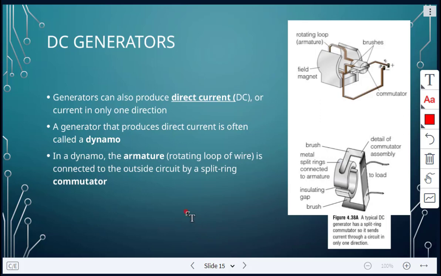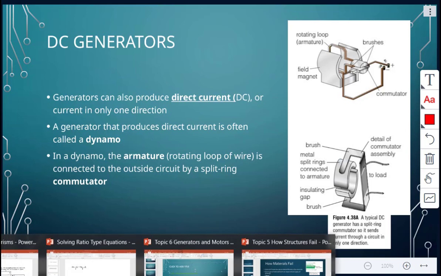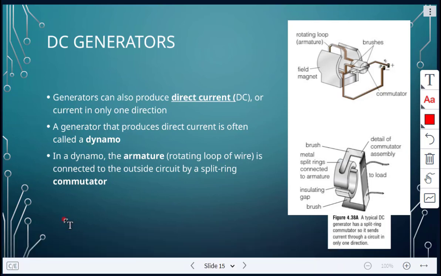This is a DC generator. I'm just going to pause it here. Okay, so next we're talking about this here, a DC generator. Generators can also produce direct current, which is current in only one direction. It's often called a dynamo when a generator produces direct current.